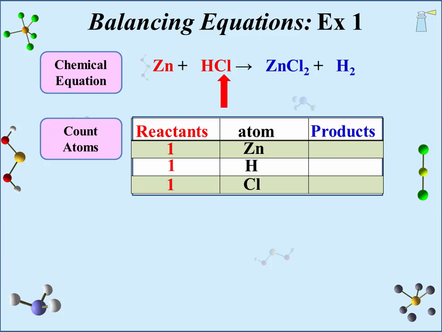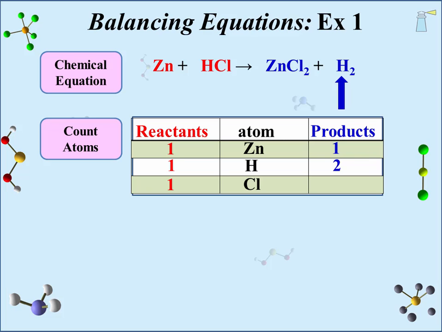The atoms of the reactants have been tallied. On to the product side. Beginning with zinc, we see that there's only 1 zinc. That is added to the tally on the product side. Keeping the order of the column, how many hydrogens are there on the product side? That subscript 2 tells us there are 2 hydrogens.